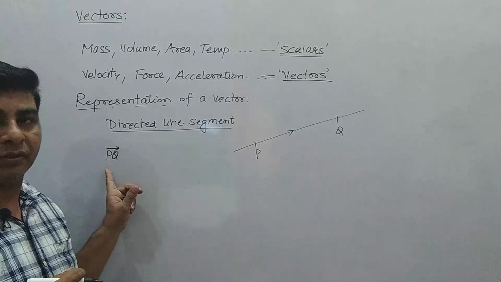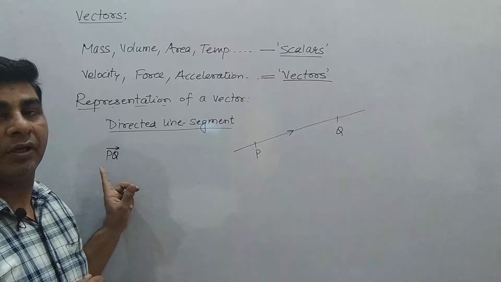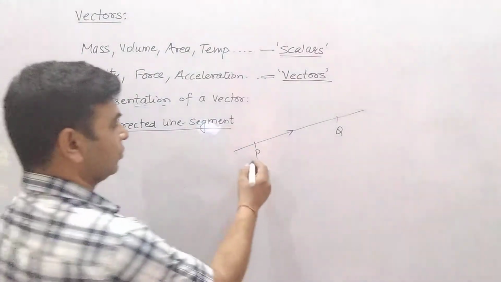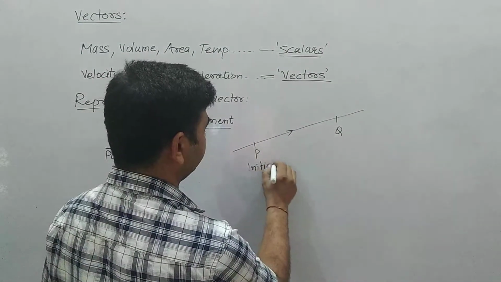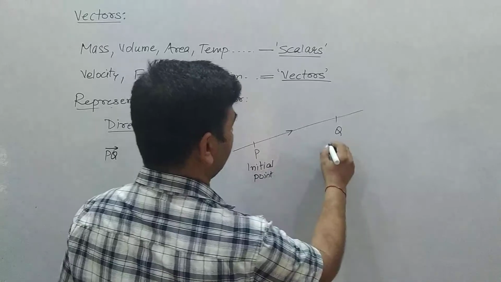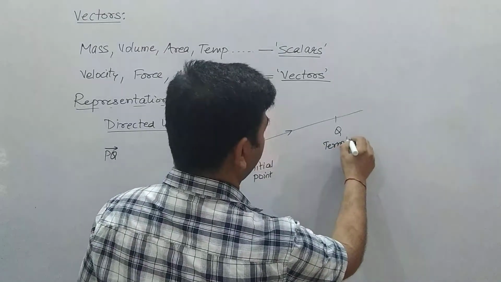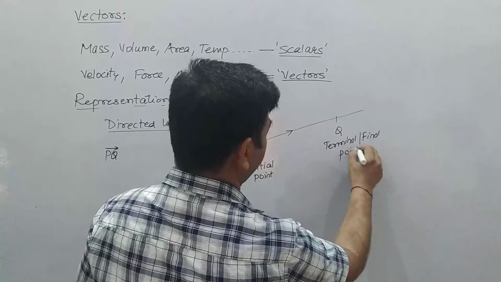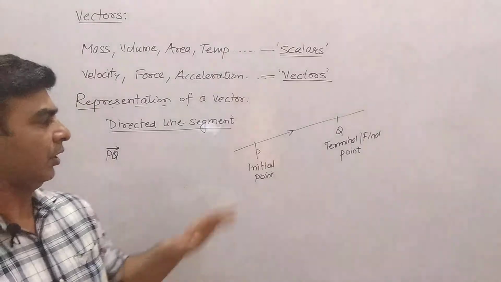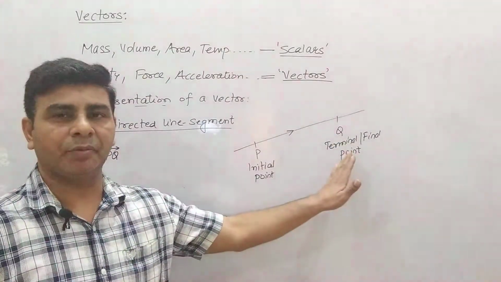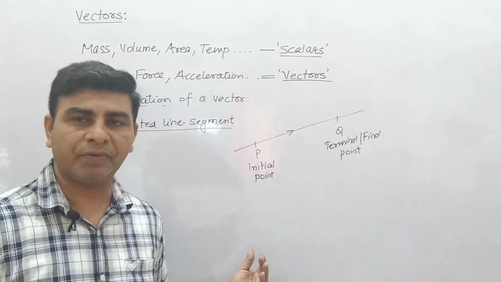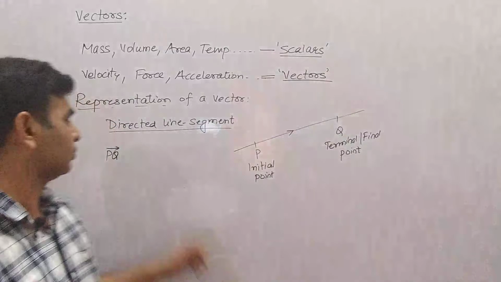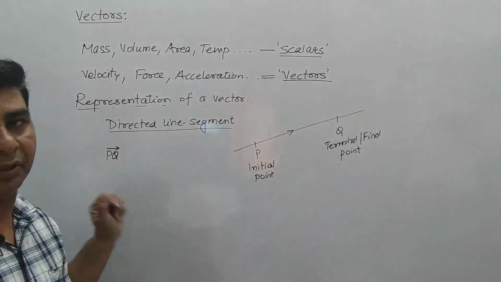The vector PQ shows that P is the initial point and Q is the terminal point, because this is directed from P to Q. So Q is your terminal or final point. In case the vector QP is there, then Q will be the initial point and P will be the terminal point. So this is how the vector PQ should be represented.